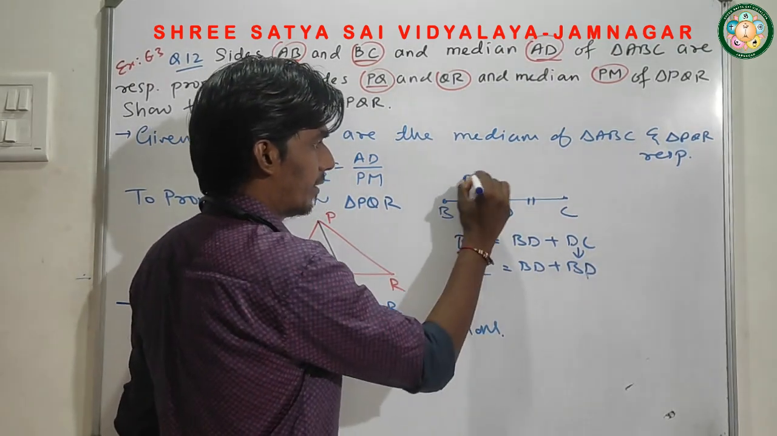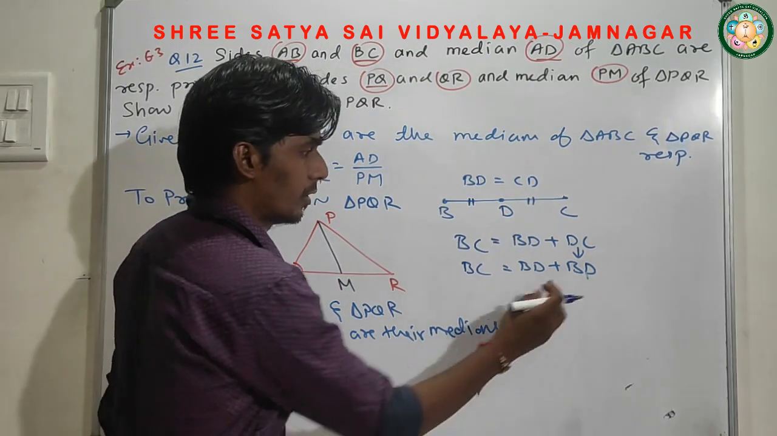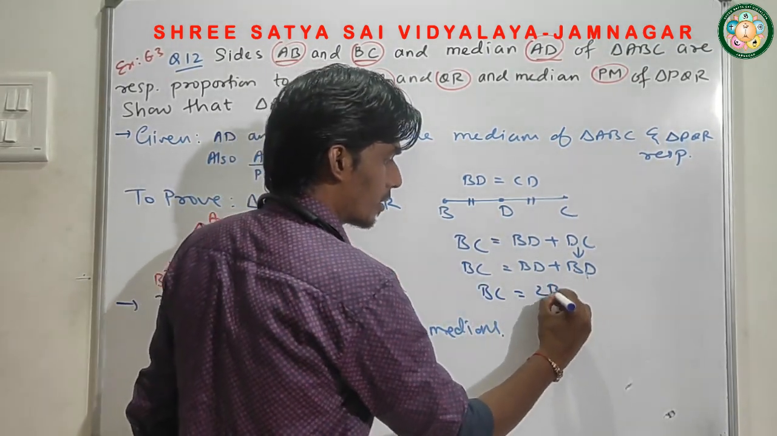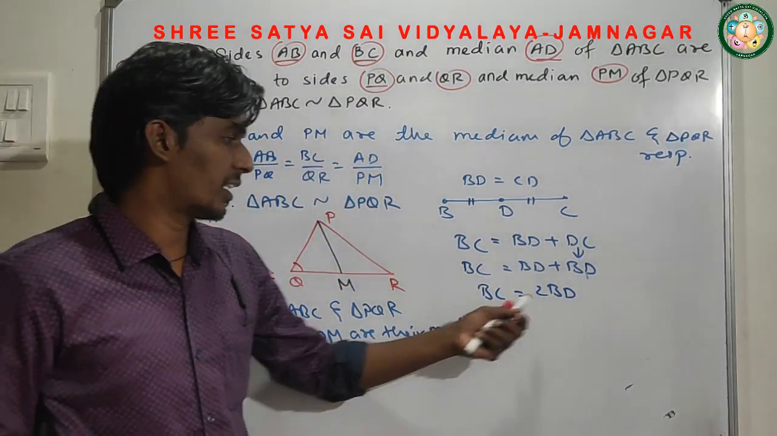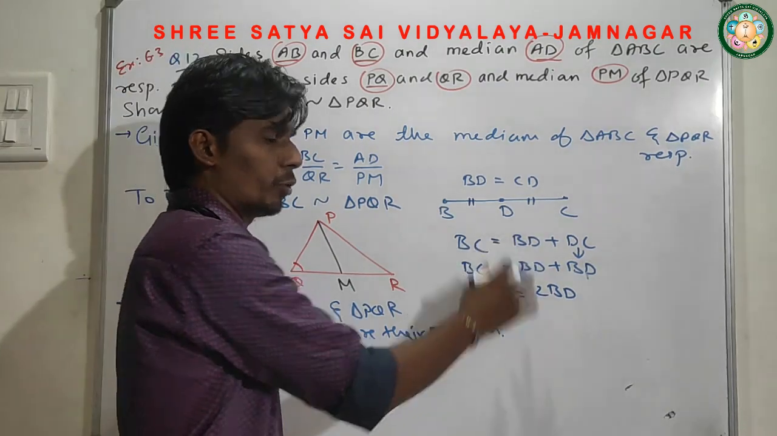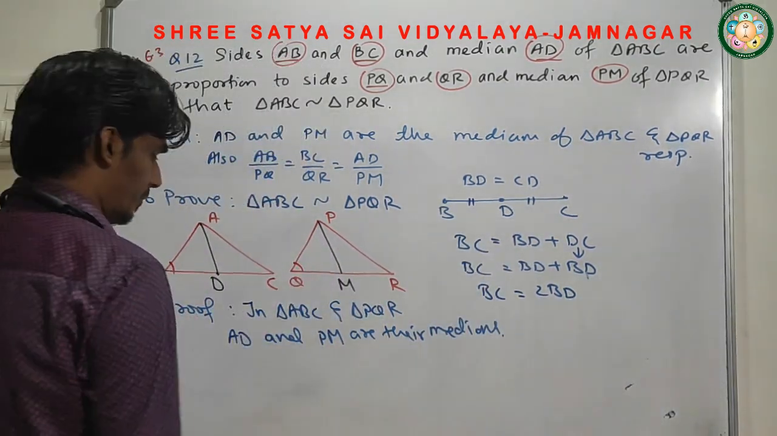DC की जगह मैंने क्या लिख दिया? Because BD is equal to what? CD, because D is the midpoint. So I can write BC is equal to BD plus BD, which is 2BD. तो BC कितना मिल गया हमें? 2BD, because D is the midpoint. So no need to show this part. This is only for explanation. We can write directly here.